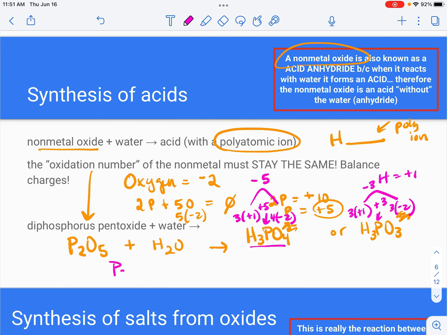Once I have the equation written, P2O5 plus H2O yields H3PO4, now I need to come back in and balance using coefficients. I see 2 phosphorus, so I'm going to do this. And that's 6 hydrogen, so I'm going to do this, and hopefully now everything else balances, because if I change something on the, again, it'll go around in circles.